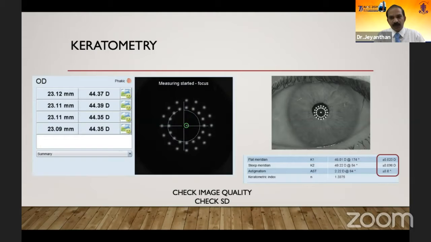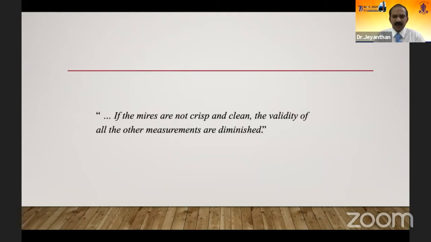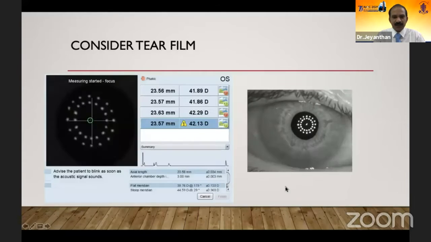If you're not an instrument operator, after the image is taken you can go back and check the image quality and the standard deviation, which is the hallmark of a reliable measurement for a toric IOL. If the mires are not crisp and clean, the validity of all the other measurements is diminished. So the key here in IOL calculation is the tear film.